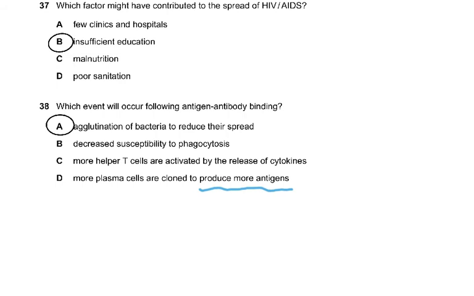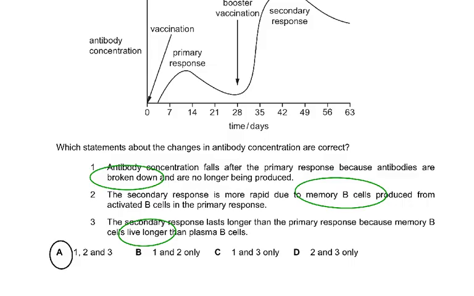And T cells actually release cytokines. So this was also wrong. So the answer to that was A. Then we come to 39.